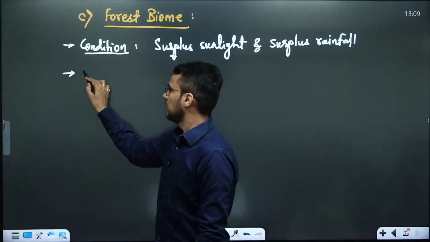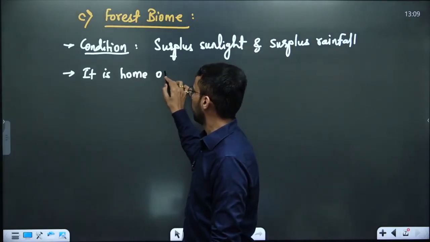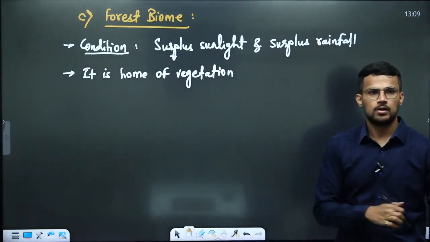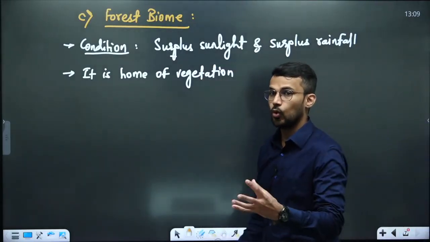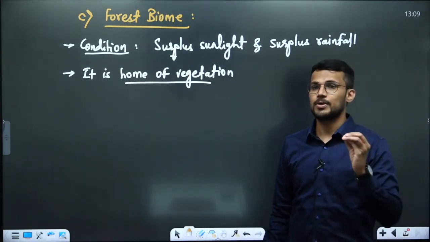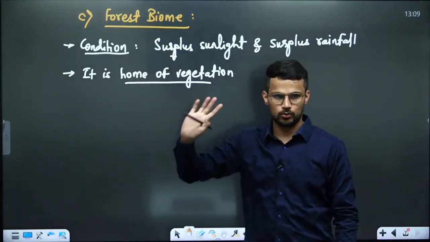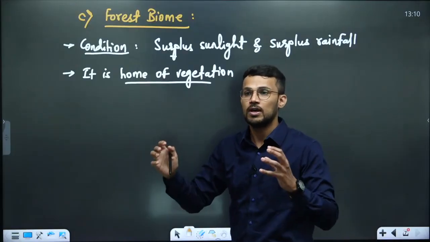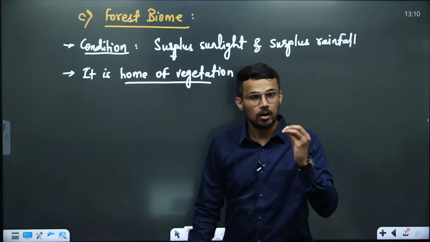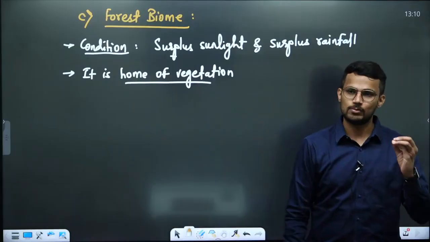Next, it is the home of vegetation. It is called the abode of vegetation, home of vegetation. Why? Because more than 70% of biomass associated with vegetation is seen in forest biomes. Right? 70% of the vegetation biomass is concentrated in forest area, and that's why it is called the home, abode of vegetation. Okay. Now we will be talking about different types of forest biomes.